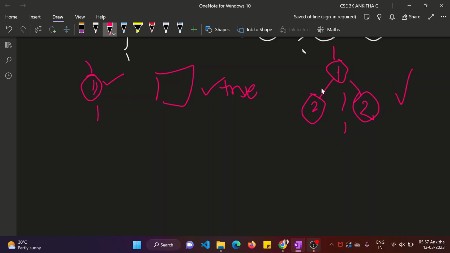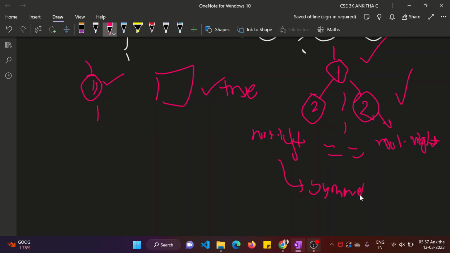So you can observe the root's left, when it becomes a mirror in the right part, this node will become root dot right. So, you can come to a conclusion that if root dot left is equal to root dot right node, then that means it's a symmetric tree. That is, the tree is the mirror of itself. Another example you can take is 1, then 2. The mirror of this is 2 here.